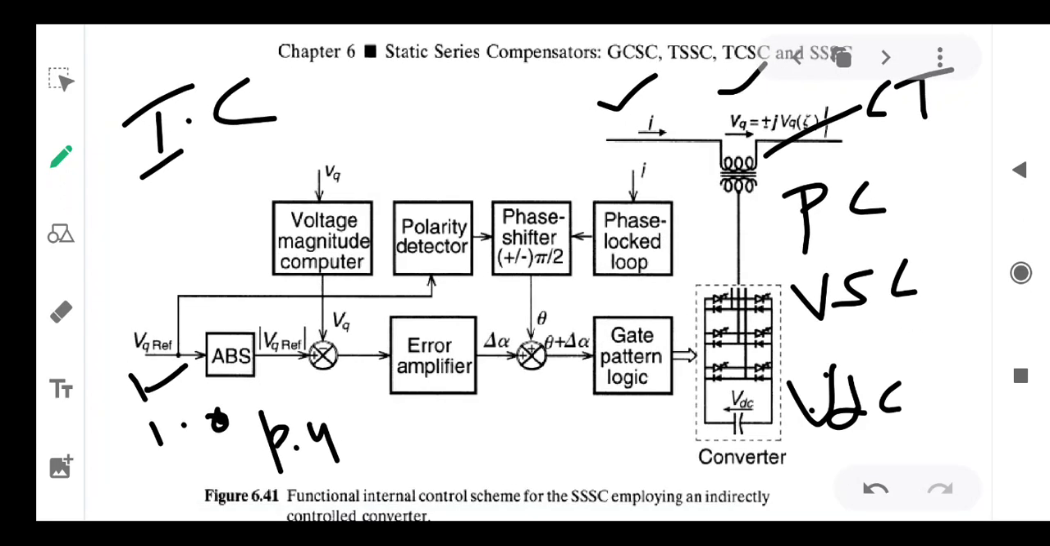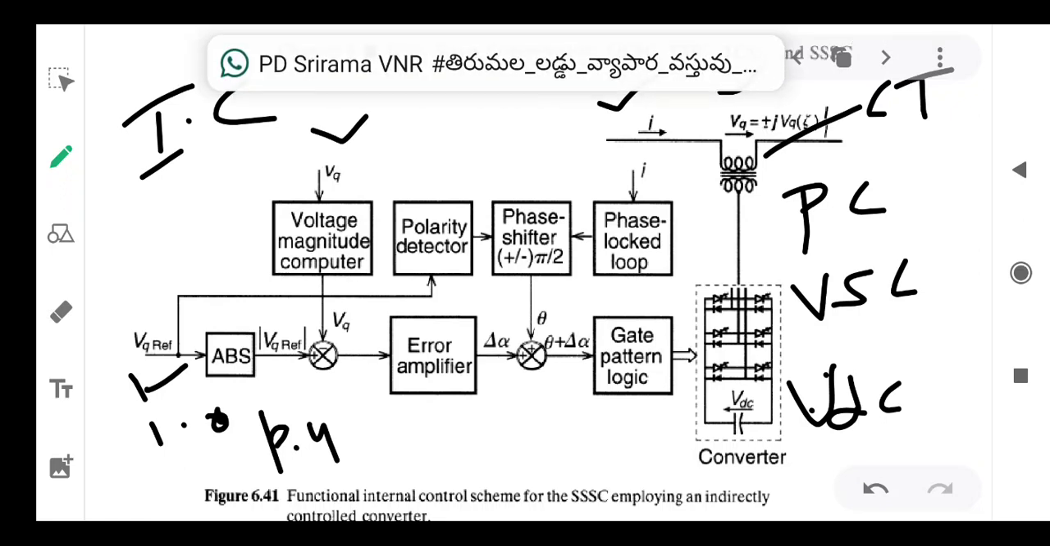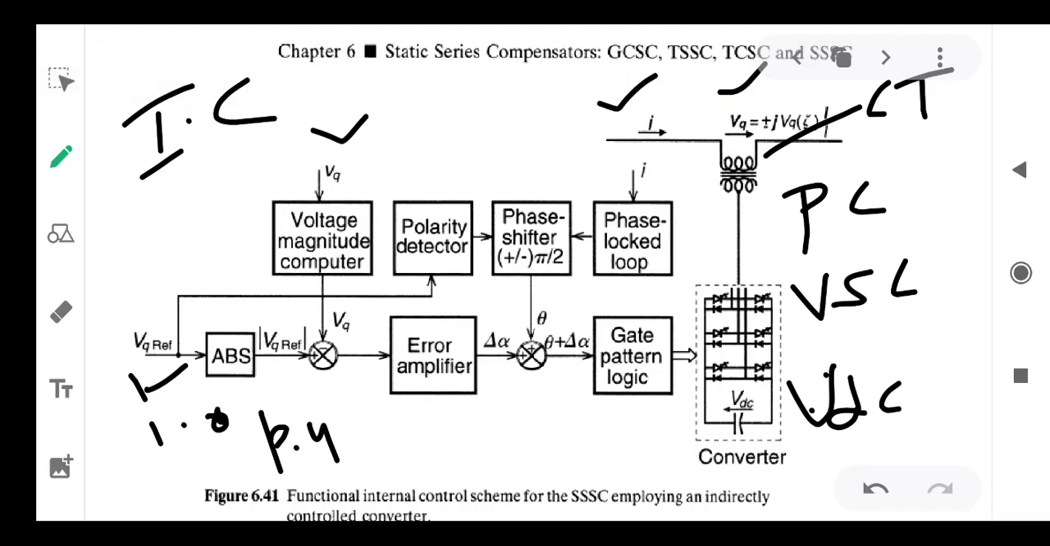As well as VQ is the voltage support by the SSC, and I is the system current. The phase locked loop PLL is used to get the signals in synchronism with the system. Therefore, I is taken to the phase locked loop.